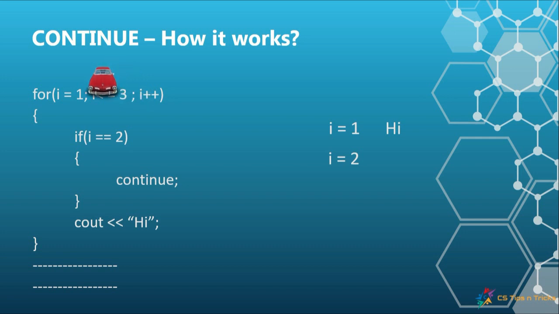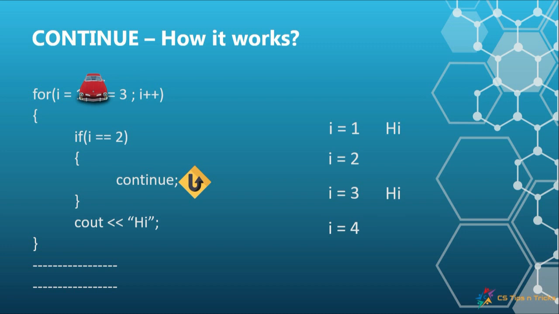Again checking the condition. Then the if condition is satisfied here, so it executes the continue statement. Then it skips the printing of the hi message. Instead it goes into the for loop. Then i will become 3. Again the condition is checked. It enters into the for loop. Then in this case it prints the hi message. Again i is updated, that is 4. Here the for loop ends. So this is the working of the continue statement.